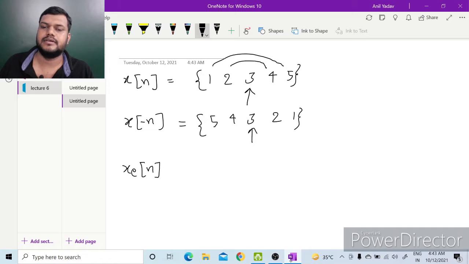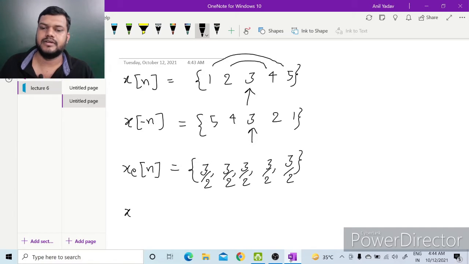So what will be xe of n? Even part is x[n] plus x of minus n by 2. So this became 6 by 2, 3, 6 by 2, 3, 6 by 2, 3. This plus this, and everything will be divided by 2.